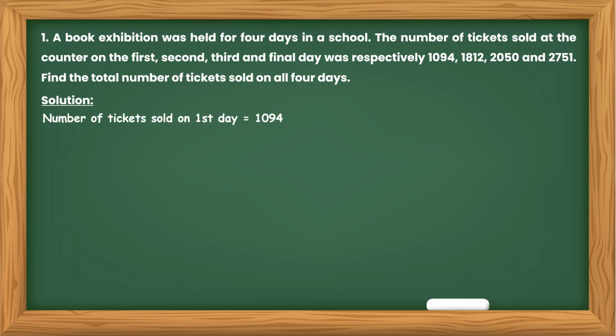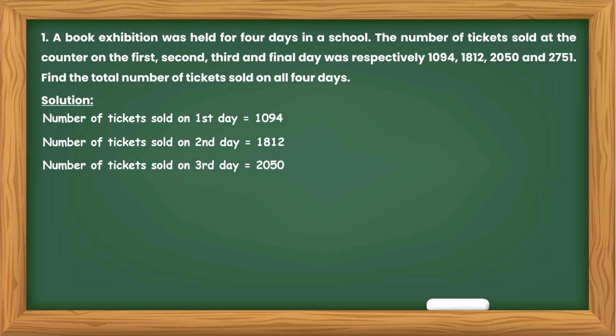So the number of tickets sold on the first day is 1094. Number of tickets sold on the second day is equal to 1812. Number of tickets sold on the third day is equal to 2050. Number of tickets sold on the fourth day is equal to 2751. So they have asked us to find the total number of tickets sold on all the 4 days. So total is the keyword for addition, right? So we'll have to add all the tickets which have been sold on each respective day.